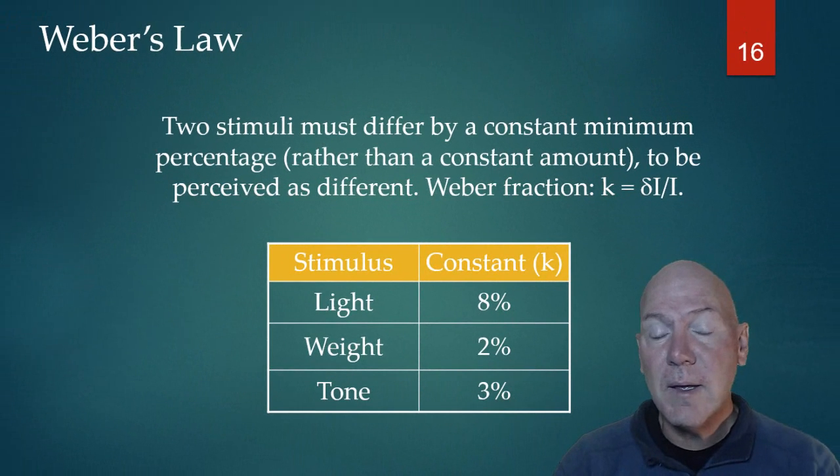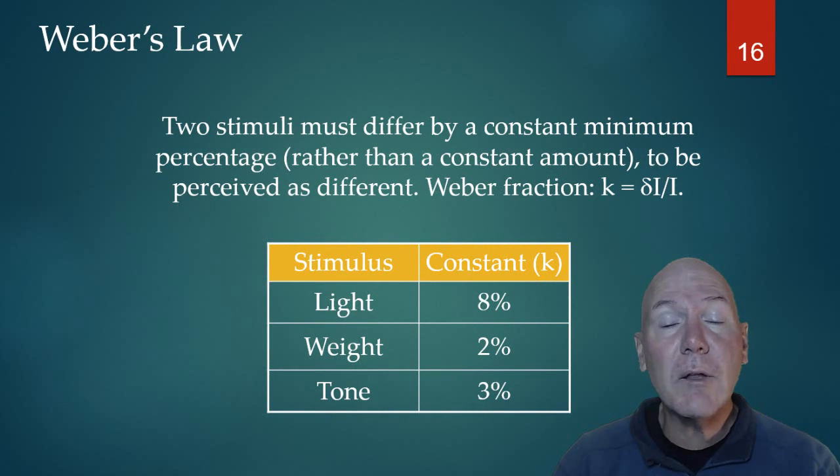So if we had 1,000 kilograms in our hand, we'd be very strong to hold it up. But in order to notice the difference, we would need 200 kilograms added to notice a difference. Hope my math is right. It was supposed to be 2%. I don't know. It's close anyway.